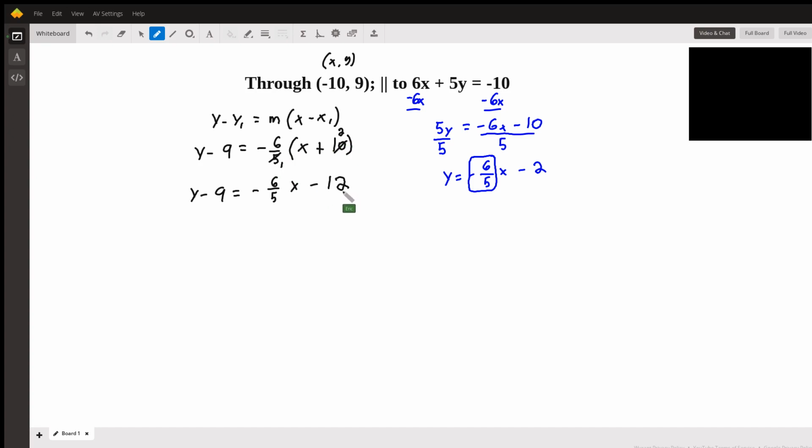Now, in this problem, it did not say whether you want to keep your answer in point-slope form or slope-intercept form. So I'm actually going to convert the equation to standard form. To convert the equation to standard form, we cannot have any fractions in it. So our first step is going to be to get rid of the fractions by multiplying both sides of the equation by 5.